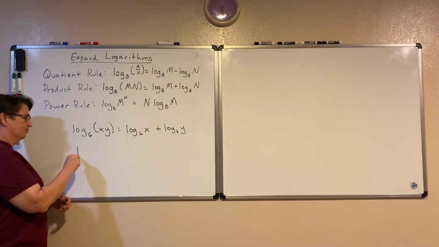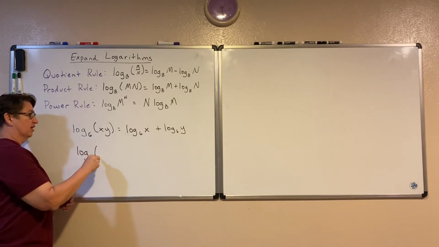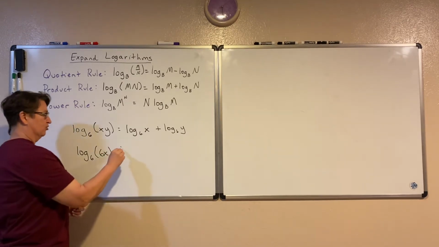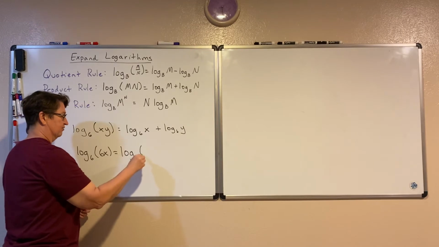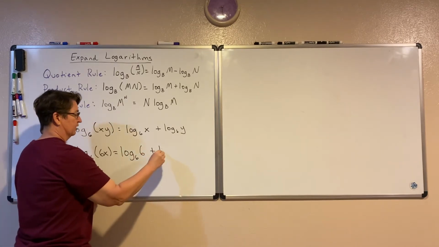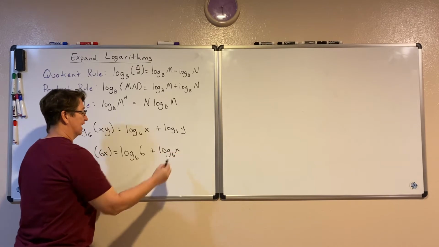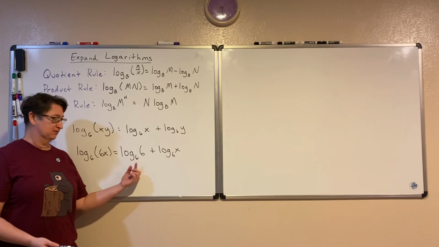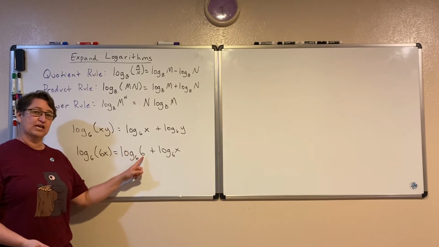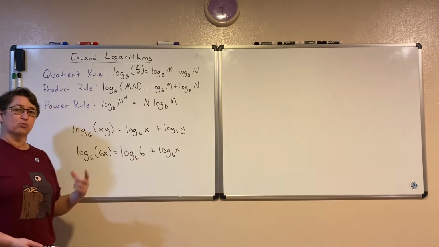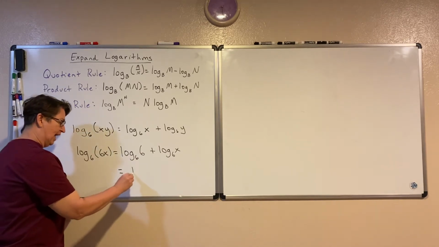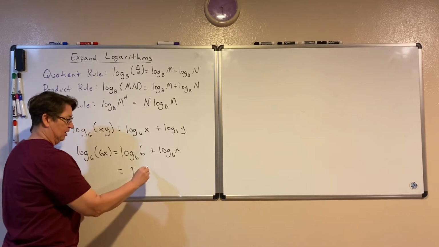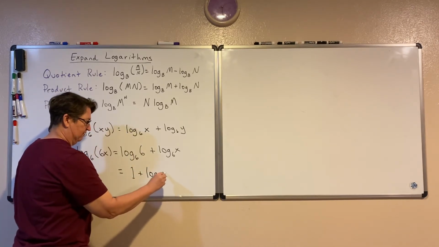Here's another example. I have log base 6 of 6x. Again, I have a product in there. So I have log base 6 of 6 plus log base 6 of x. Notice in this case, I can actually evaluate this. I know that 6 to the first power equals 6, so this is just a fancy way of saying 1. I can evaluate that and simplify it to be 1 plus the log base 6 of x.